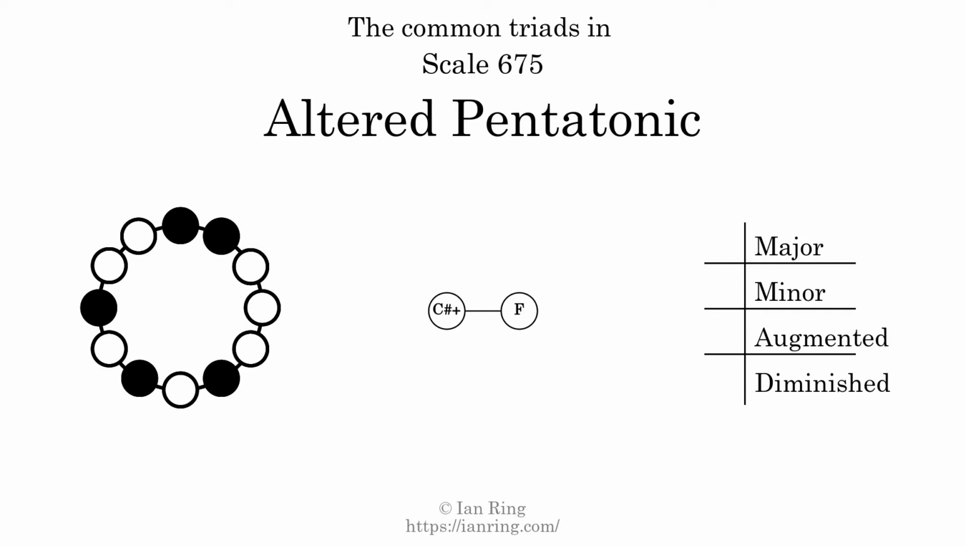The diagram in the center is a graph of parsimonious voice leading between triads. There is one major triad. There are no minor triads. There is one augmented triad. There are no diminished triads. Here is a Hamiltonian path of parsimonious voice leading that uses all the triads.